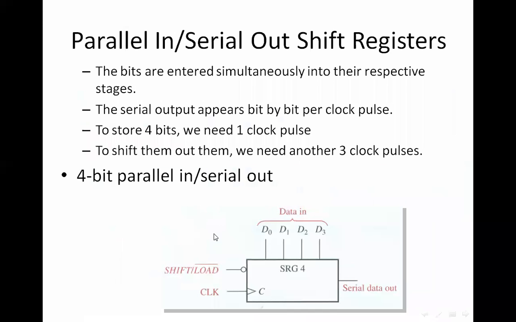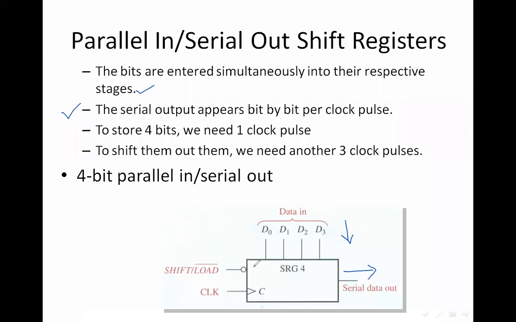So this is our parallel in and serial out. As I gave you a glimpse in the previous lecture, parallel in means I will get all the values inside in one shot, and then I will get my output bit by bit. The bits are entered simultaneously into the respective stages. The serial output appears bit by bit as per the clock pulse.